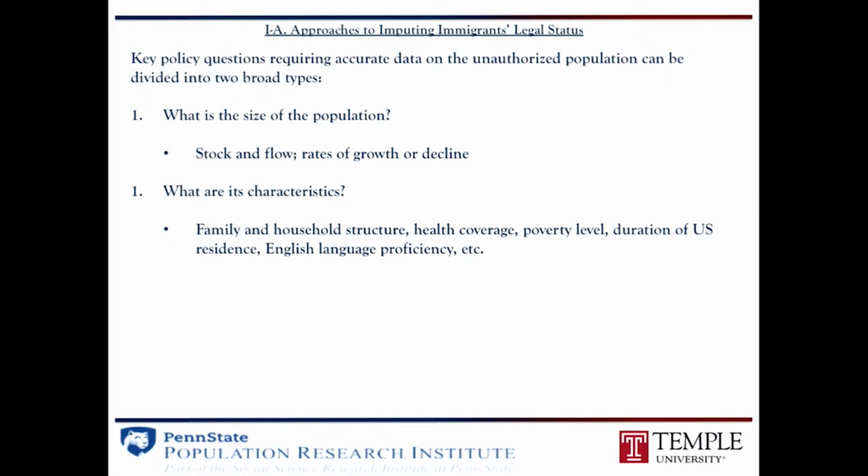And then inside of the population are the characteristics. So what is it made of? Here we're just trying to look at basic stuff: family, household structure, health coverage, poverty levels, duration of residence, language proficiencies. And you might think, what does that get me? Well, it gets us a lot, because a lot of policy decisions are based on these very basic descriptions of populations, and when you don't have the legal status variables in the first place, this is a harder thing to get at than you might think at first.